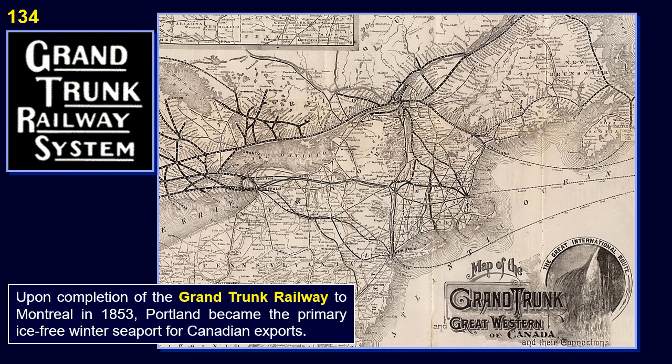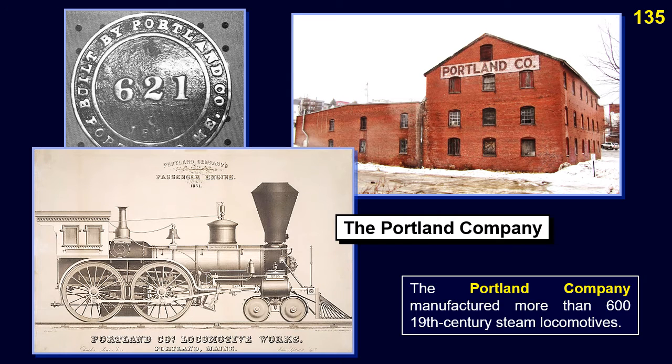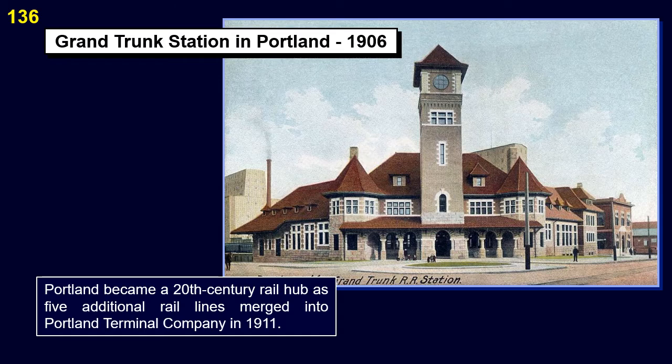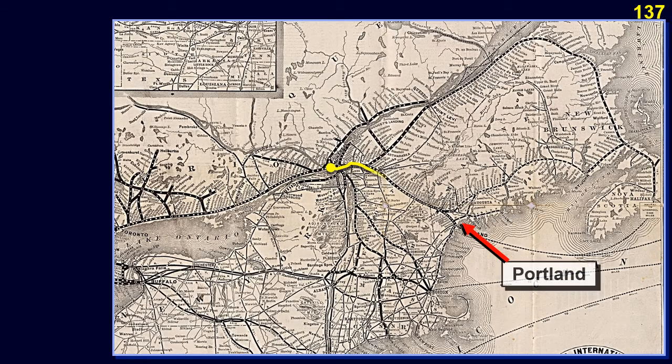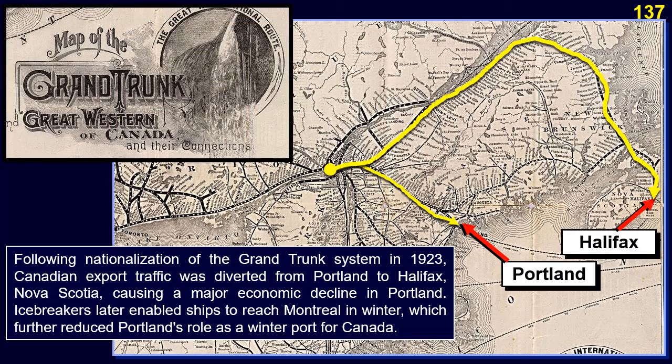Upon completion of the Grand Trunk Railway to Montreal in 1853, Portland became the primary ice-free winter seaport for Canadian exports. The Portland Company manufactured more than 600 19th-century steam locomotives. Portland became a 20th-century rail hub as 5 additional rail lines merged into Portland Terminal Company in 1911, following nationalization of the Grand Trunk system in 1923. Canadian export traffic was diverted from Portland to Halifax, Nova Scotia, causing a major economic decline in Portland.